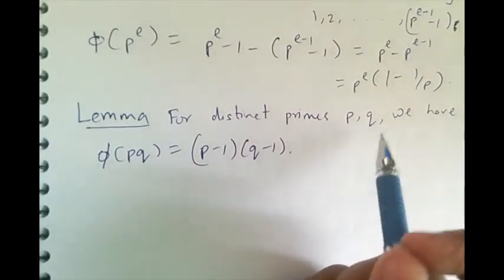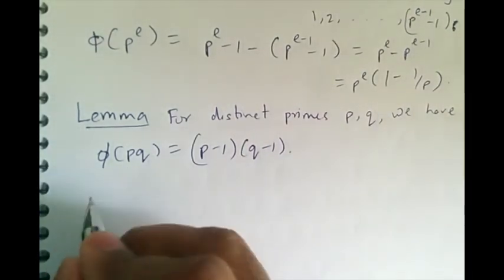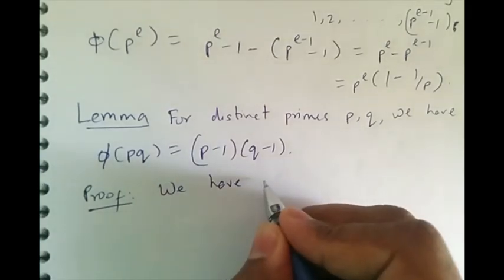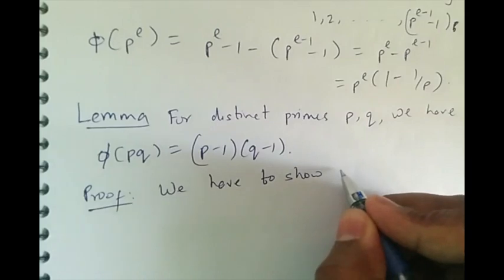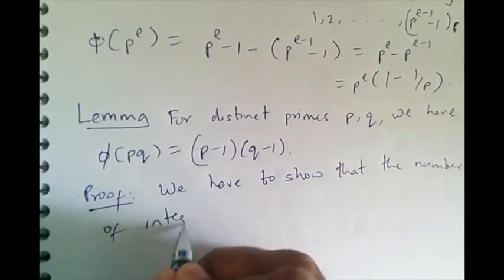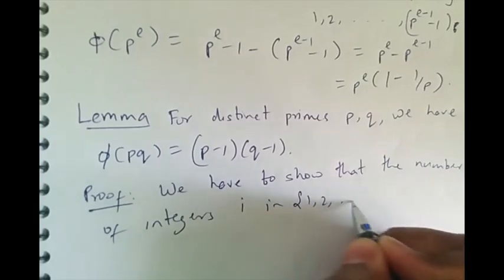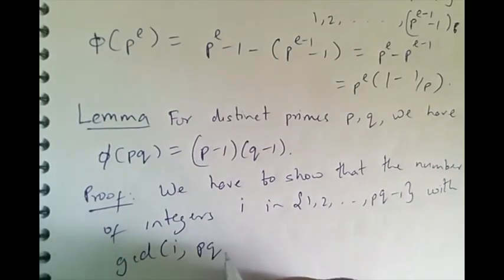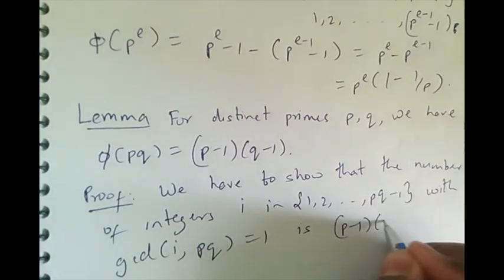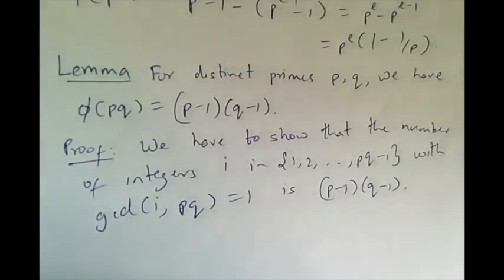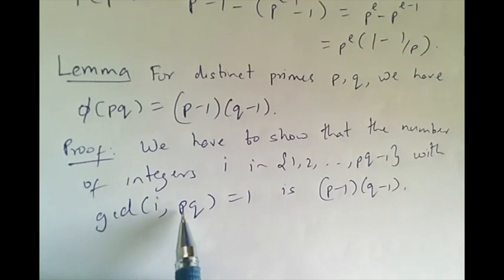So you have these distinct primes here, p and q, and the claim is that the number of integers I in this set 1, 2 up to p times q minus 1 with GCD of I and pq being 1 is p minus 1 times q minus 1. So we have to show this.